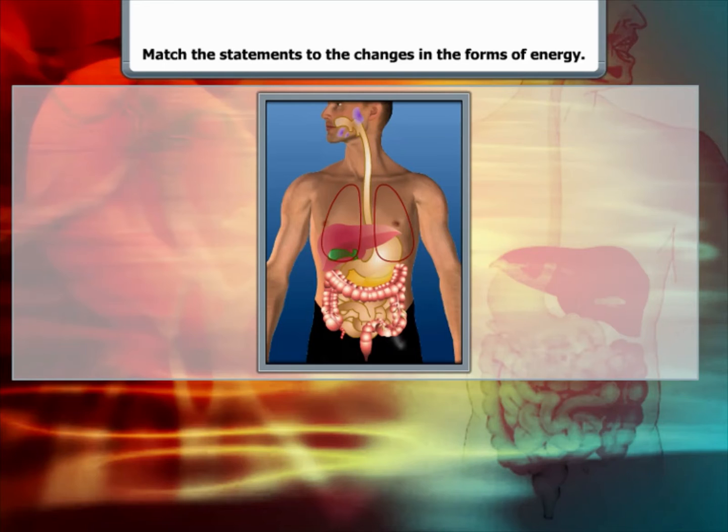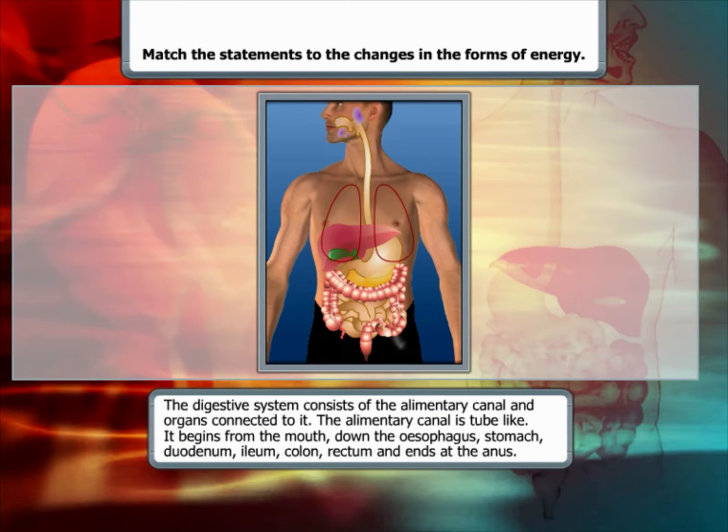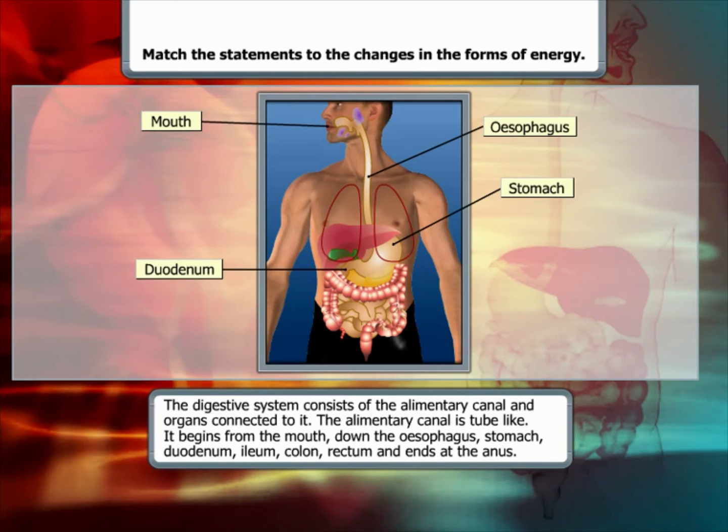The graphic shows the digestive system of a human body. What are the organs that make up the digestive system? The digestive system consists of the alimentary canal and organs connected to it. The alimentary canal is tube-like. It begins from the mouth, down the esophagus, stomach, duodenum, ileum, colon, rectum, and ends at the anus.